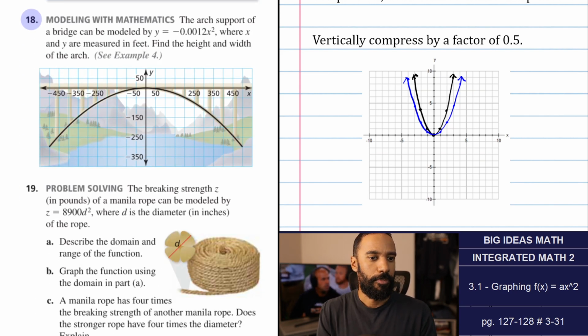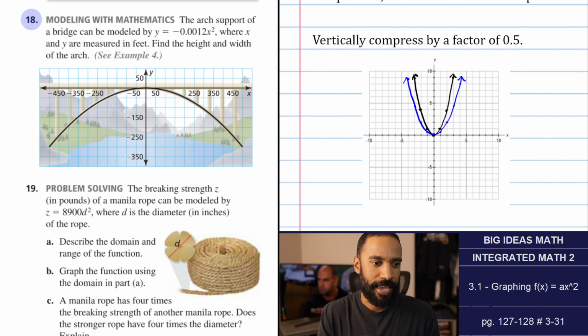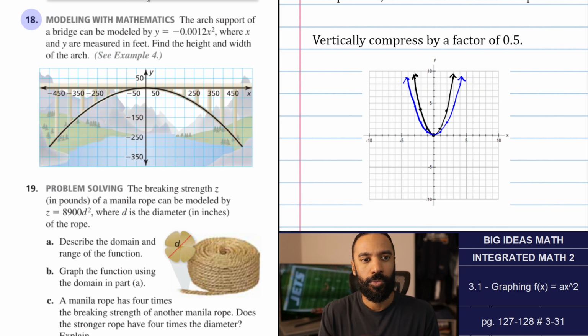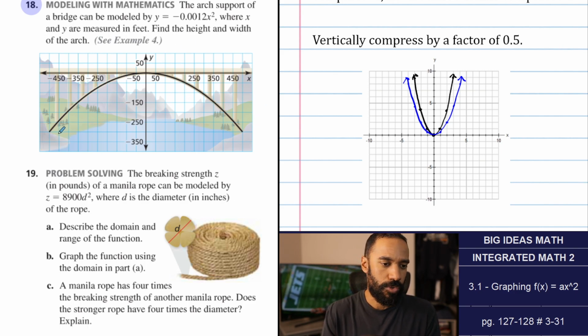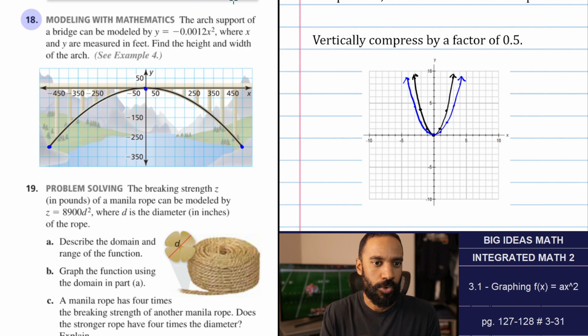The arch support of a bridge can be modeled by y equals negative 0.0012x squared, where x and y are measured in feet. Find the height and width of the arch. So listen, they gave you an equation. We're not going to use really much of anything off of it unless you wanted to plug in values. But it looks like by scale, we're hitting these exact values here, and we can kind of know that the origin's right there. So they're saying find the width, find the height. Let's kind of do it just based off what you see on the thing itself.